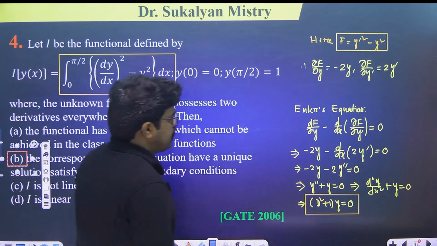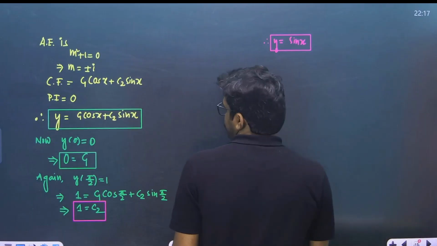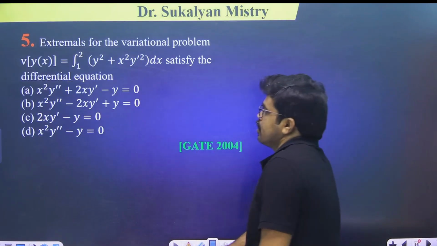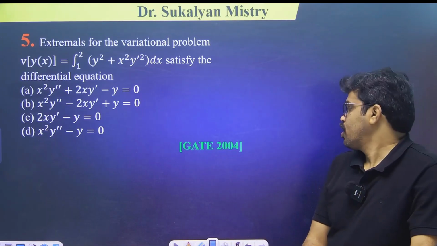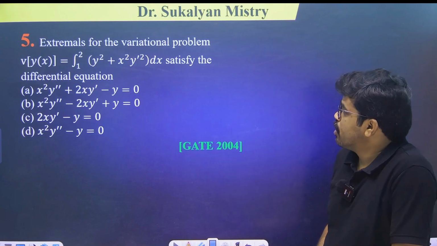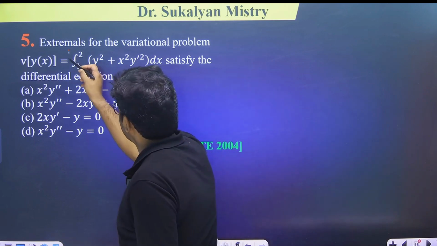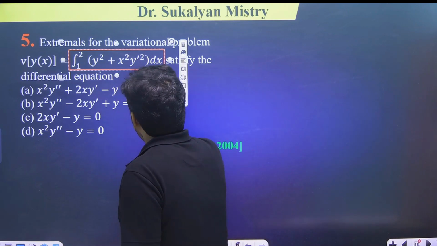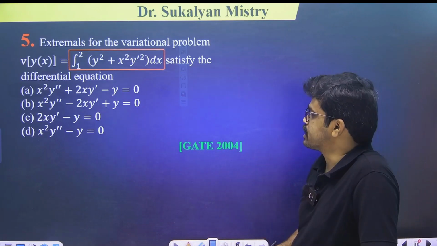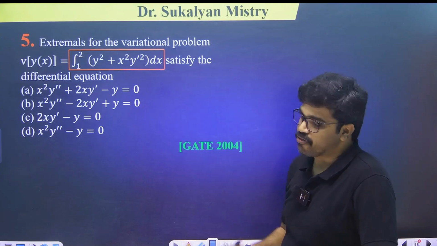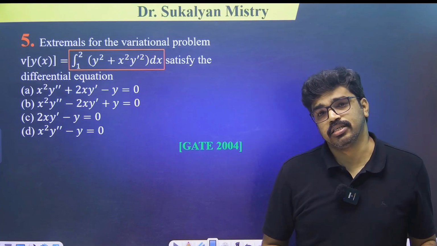Okay, right? So next problem. This question was asked in the GATE exam 2004. The extremal for the variational problem, the functional integral from 1 to 2 of (y² plus x² y'²) dx, satisfies the differential equation. So basically we have to solve the Euler's equation.